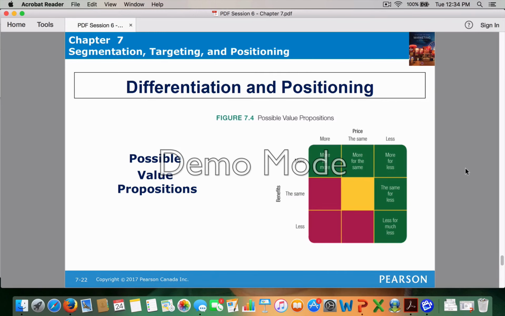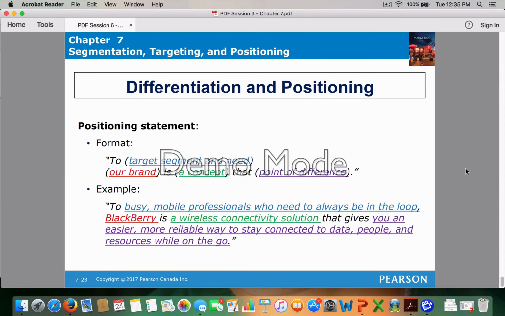This is just a mapping of the different ways you can differentiate and position yourself based on price and overall value or benefits derived. And this is just some examples of positioning statements that very clearly target which audience you're going after, your brand, what is your value proposition, and what are your points of difference.